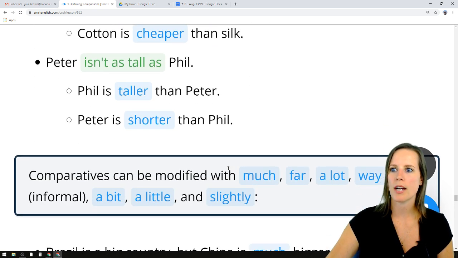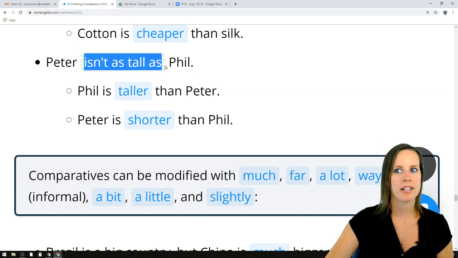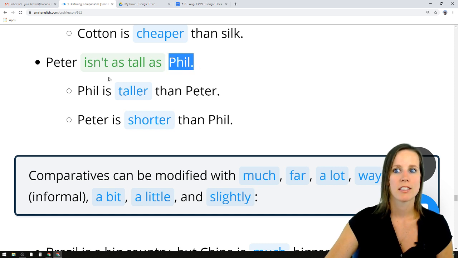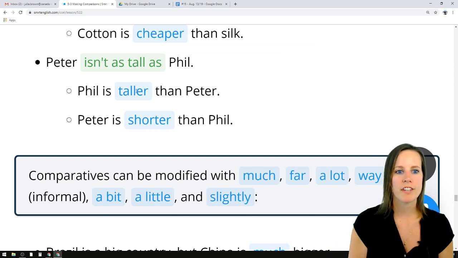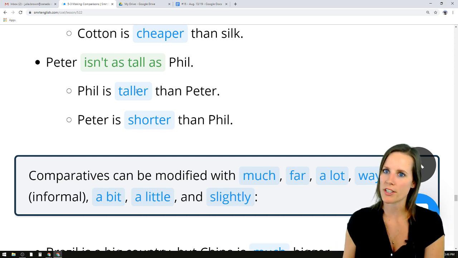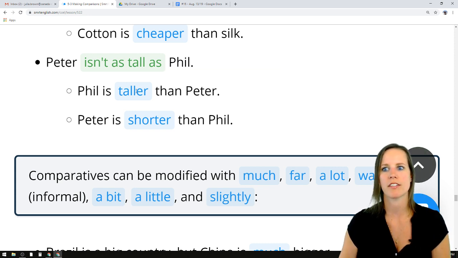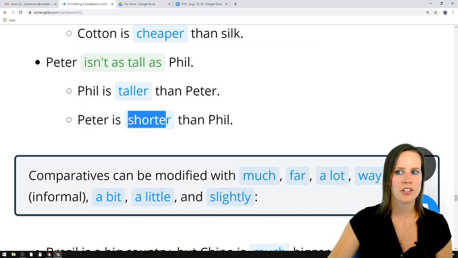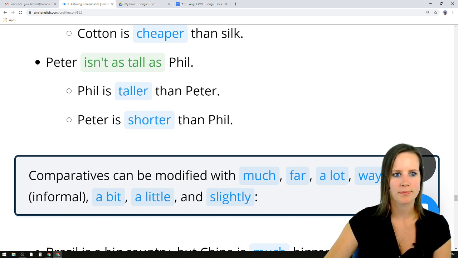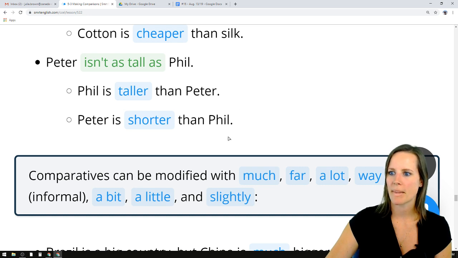Okay, so if we say Peter is not as tall as Phil, we're using our negative pattern. So Phil, you have to put at the beginning for our comparative, taller. Phil is taller than Peter, okay? Or Peter is shorter than Phil. If we're going to keep the same order, you're going to change the adjective, okay? Okay, good.